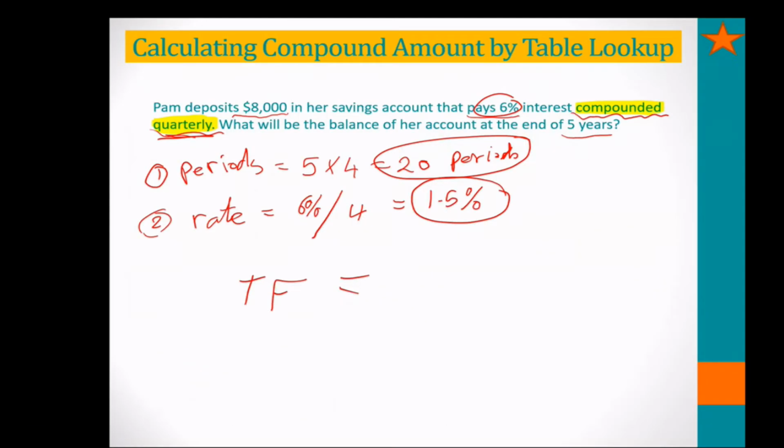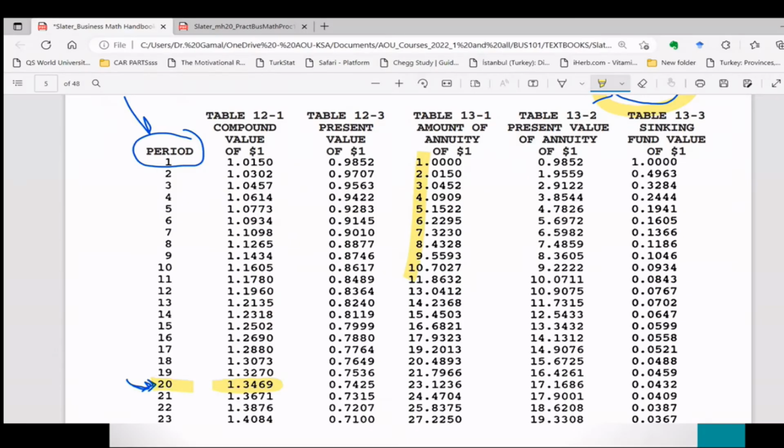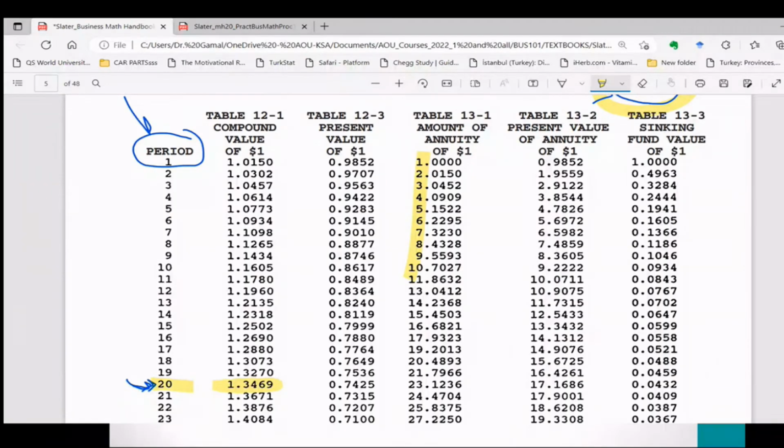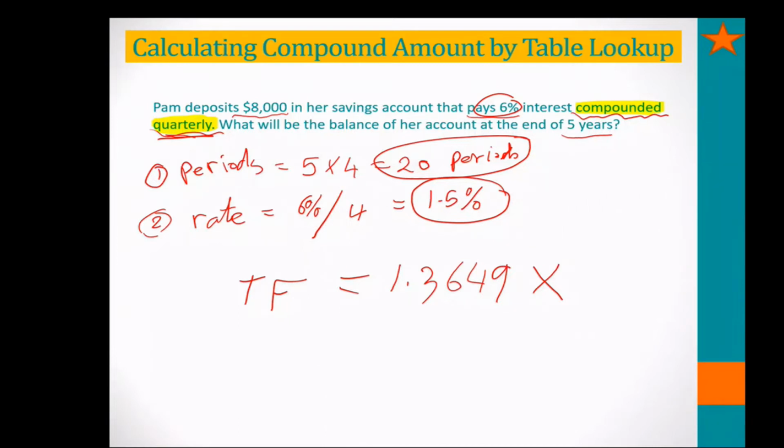So I said simply 1.3469. Is it correct? 1.3469 times... no, 1.3469. Yeah, Dr. 1.3469 times 8,000, the principal value. I'll get the amount directly, compounded after 5 years.